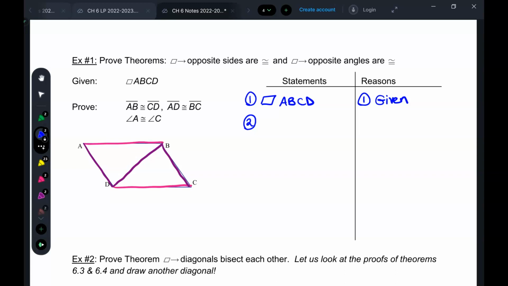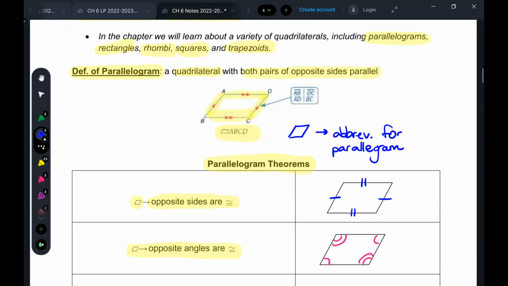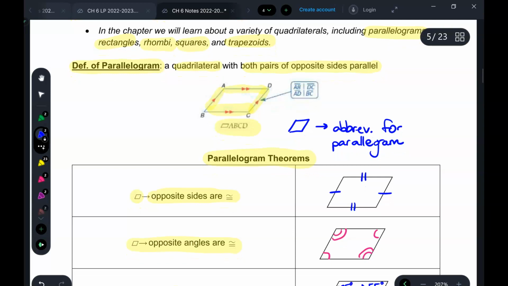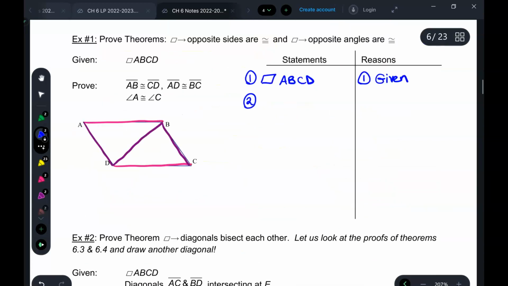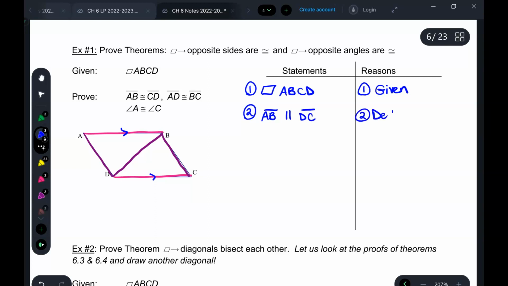Now, if it's a parallelogram, I'm only going based on the definition. I'm not using any of the theorems that come later. If I'm trying to prove the first two theorems, all I can use is the definition of a parallelogram. So, what's the definition? The opposite sides are parallel. So I'm going to write AB is parallel to DC, and my reason is definition of parallelogram.